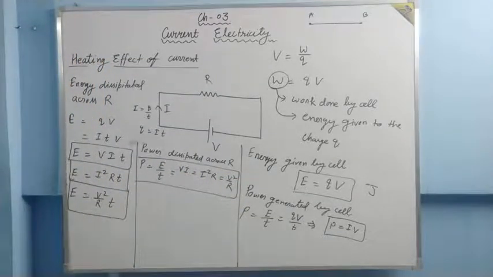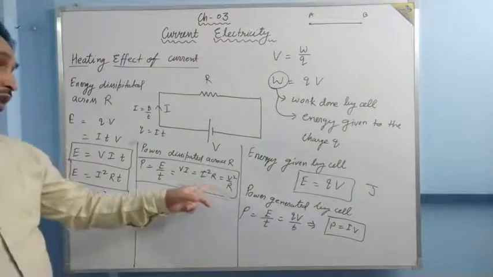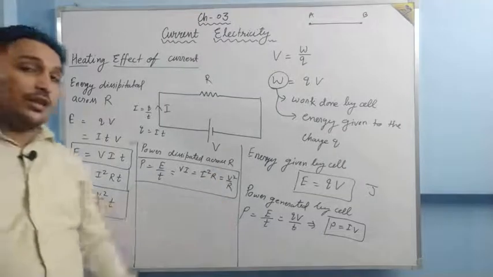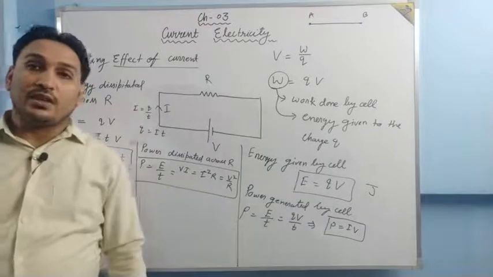Now, according to the availability of variables, we'll use the equation. I square R is used when the resistances are in series combination, because in series combination I remains constant. V square by R is used when the resistances are in parallel combination, because V remains constant in that situation.